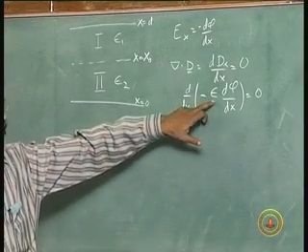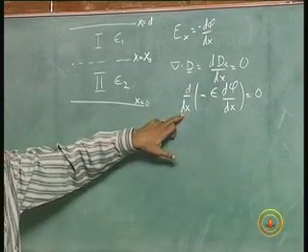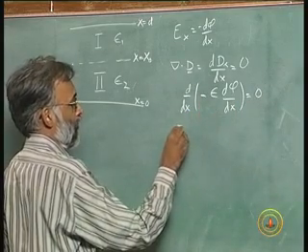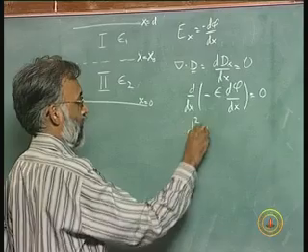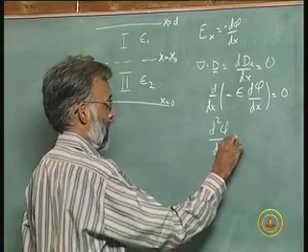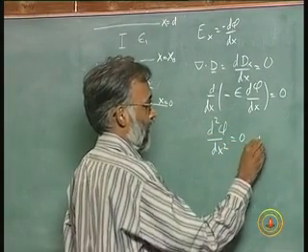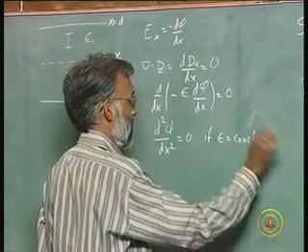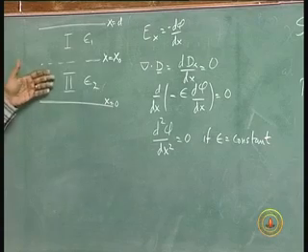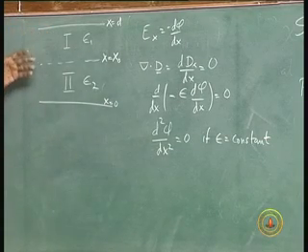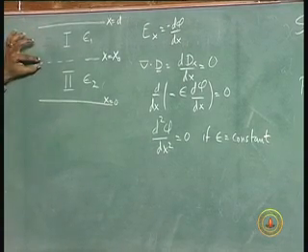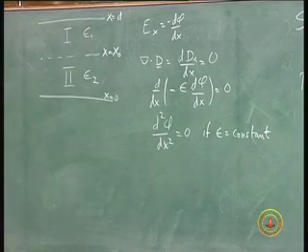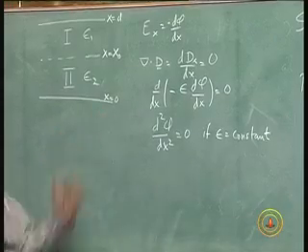So, if epsilon is a constant, I can pull the epsilon out. So, I get d squared phi dx squared equals 0 if epsilon equals constant. But epsilon is constant in region 1 and it is constant in region 2. Where it is not constant is at the boundary between region 1 and region 2. So, let us solve this problem.